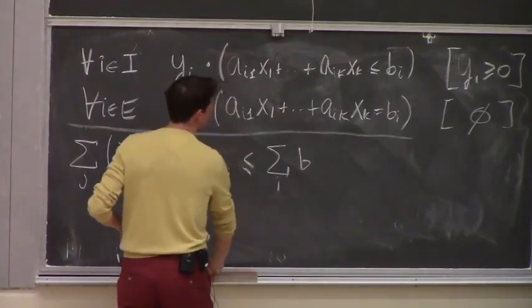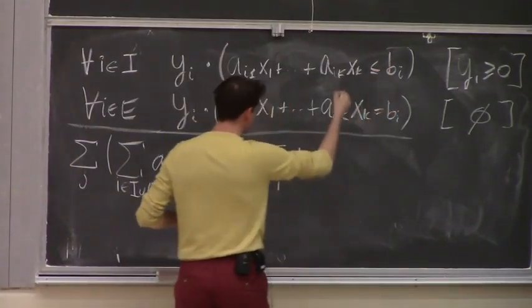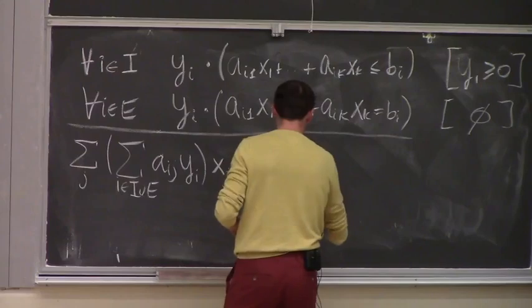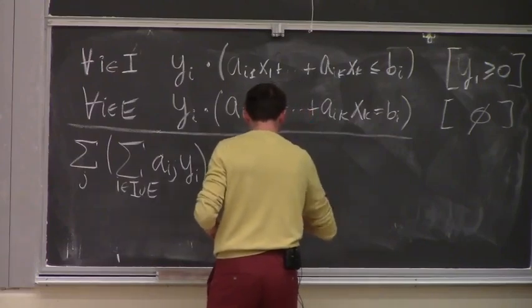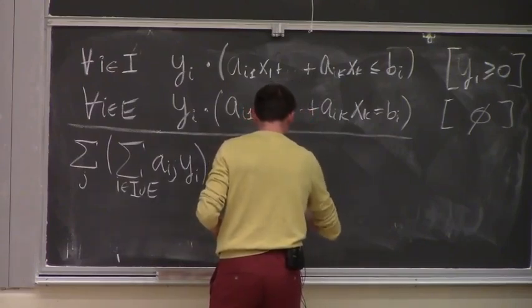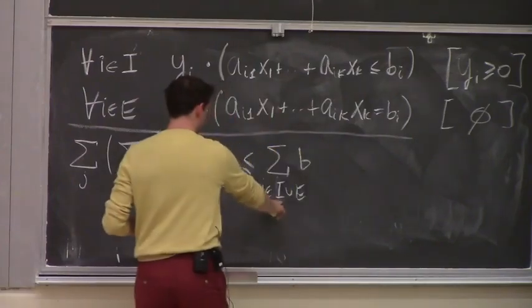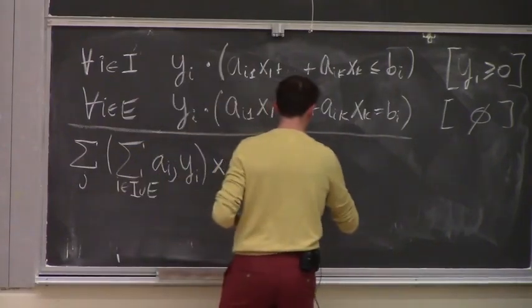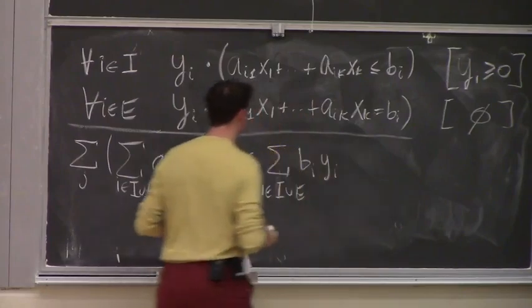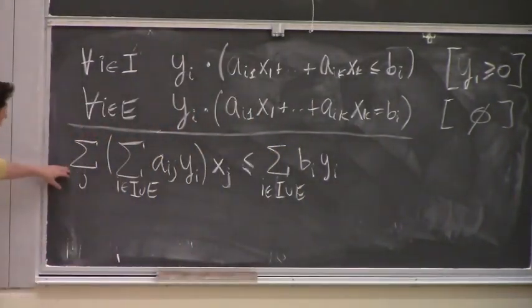Because, look, we're summing over the bi's where these are constraints, right? So for i in the union of inequalities and equalities, we have bi times yi. This is the general form of that inequality up there, right? Do you agree? Okay.